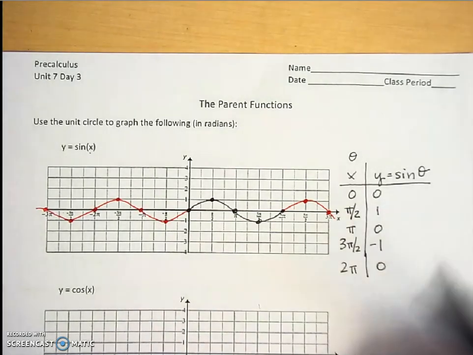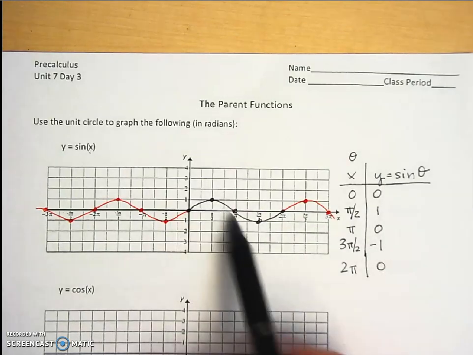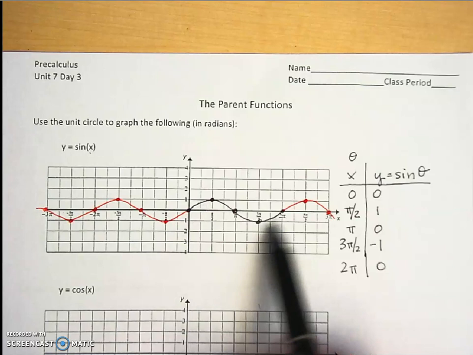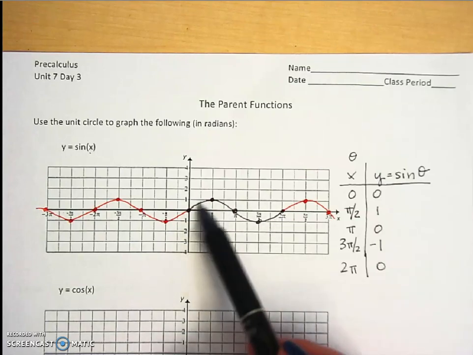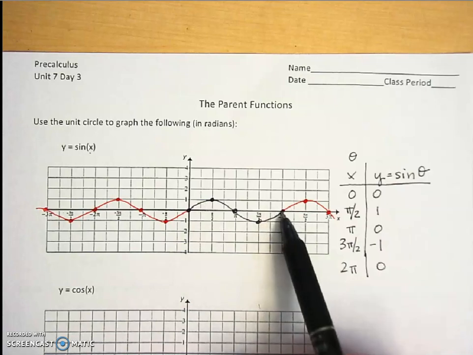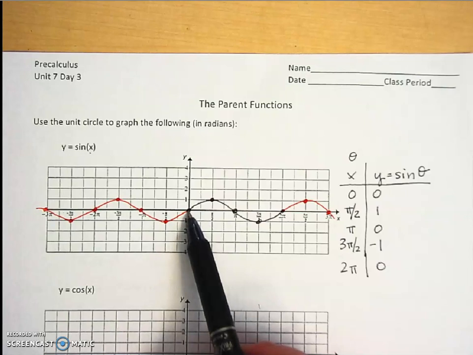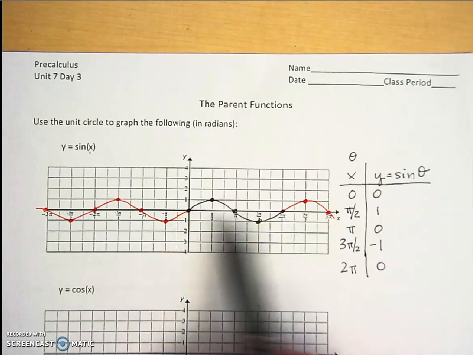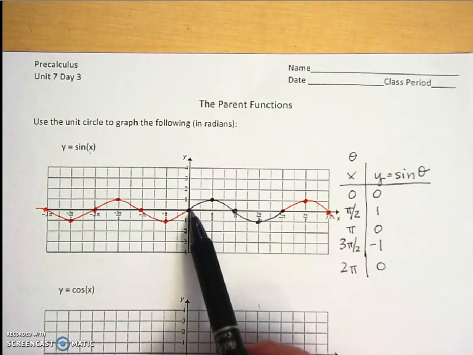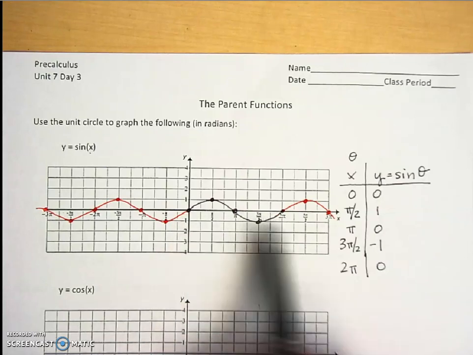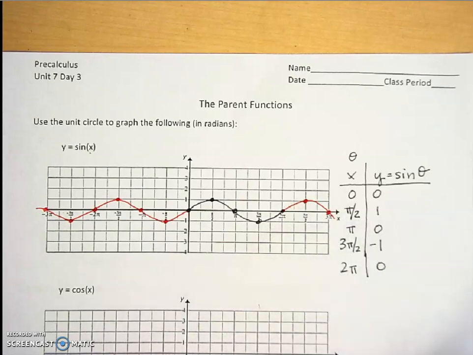And just a little bit of our vocabulary that we're going to talk about. This black section right here is one cycle of the graph, a cycle being one full repetition before that same shape starts to repeat. The distance from here, the beginning of the cycle to the end of the cycle on the x-axis, that is called the period. The length of it in this particular case is 0 to 2 pi. So at 2 pi, the shape starts repeating again.